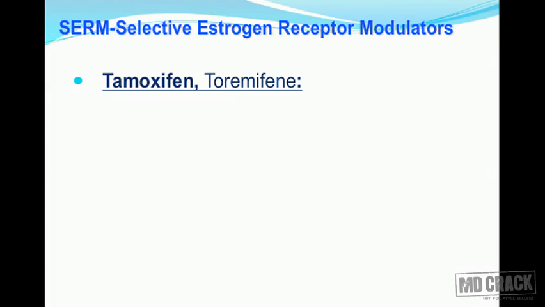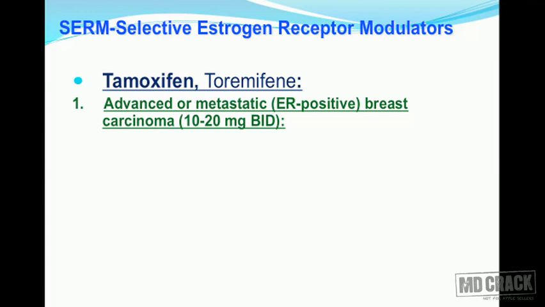The next two selective estrogen receptor modulators are tamoxifen and toremifene. And tamoxifen especially is useful in advanced or metastatic estrogen receptor positive carcinoma breast, because they are modifying the estrogen receptor. 10 to 20 milligrams 2 times a day is the usual dose. And what's the action of tamoxifen?